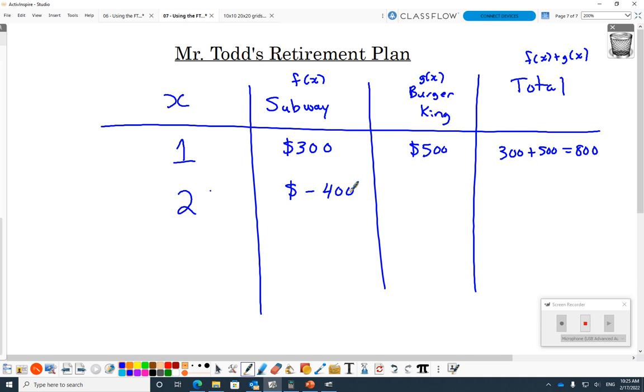Yeah, I knew that. And then I go over to Burger King and I say, okay, what happened? I said, well, it's good. It wasn't great. It wasn't as good as last month, but we made $300. Then I'd take these two y values and I'd go 300 subtract 400 equals negative 100.